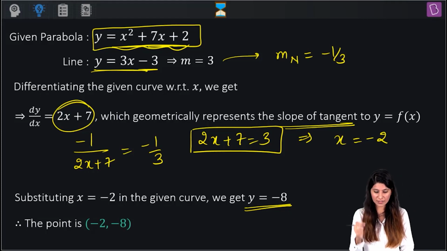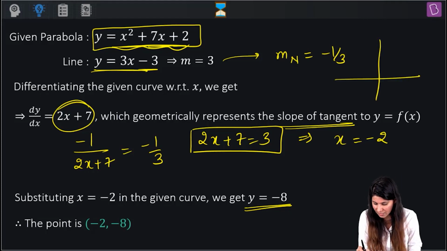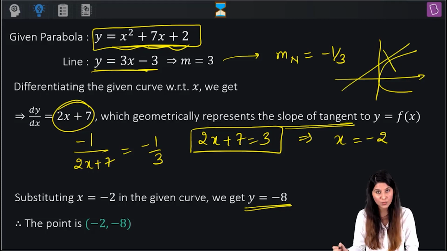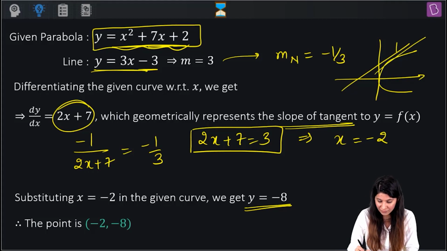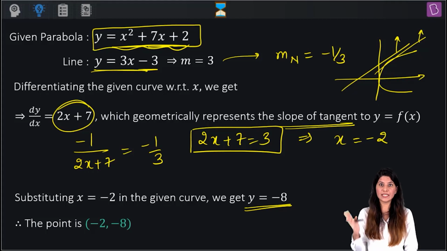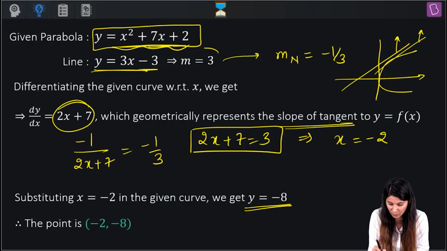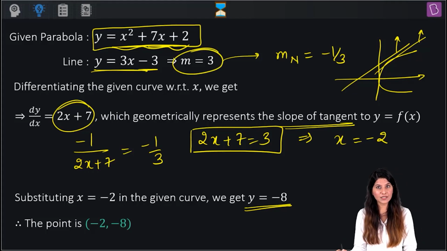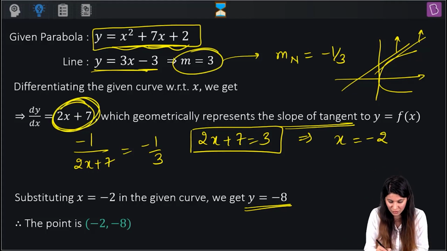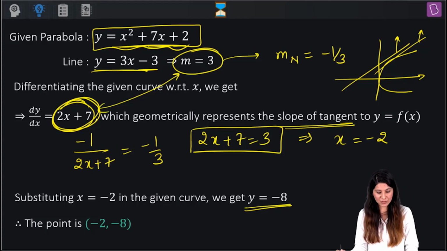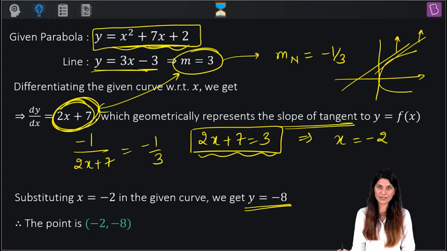One more thing you can think about is the situation that if this is a parabola, this is the line and you're looking for the common normal, what you can do is draw a tangent which is parallel to the line. And the slope of this line and tangent would be equal. This is also the same logic, right? So for that, you need to equate 3 with what? Slope of tangent. So you'll get what? 2x plus 7 equals 3. That means this directly you can get, right?